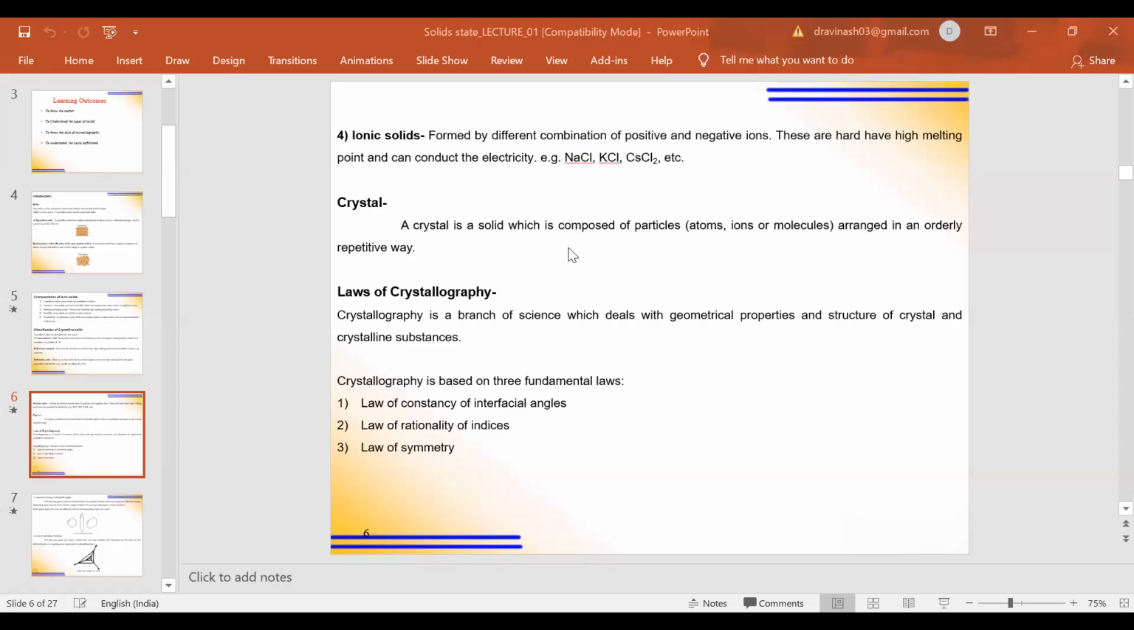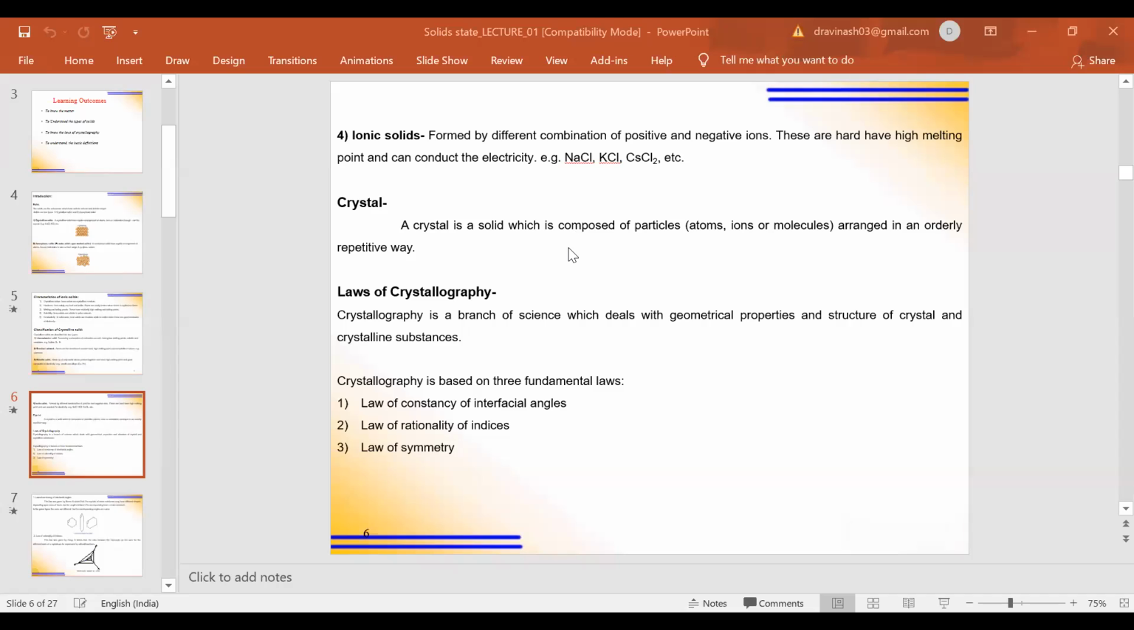So let's start the lecture. Yesterday we understood the basic concepts of solid state, like some terminologies and states of matter, right? Just like solids, amorphous solids and crystalline solids types.